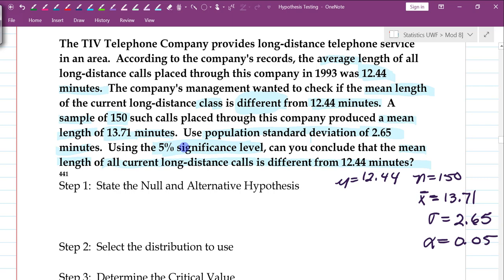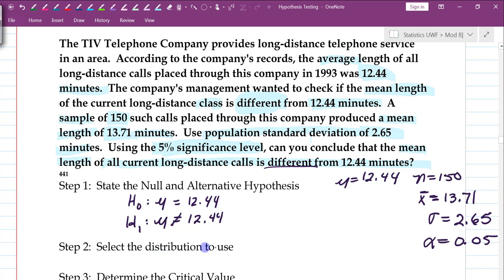Because it says using a 5% significance level, can you conclude that the mean length of all current long distance calls is different from 12.44? So that's telling me my alternative hypothesis is, can I test that mu is not equal to 12.44? So then I know my null hypothesis is that mu is equal to 12.44. That's what that tells me.